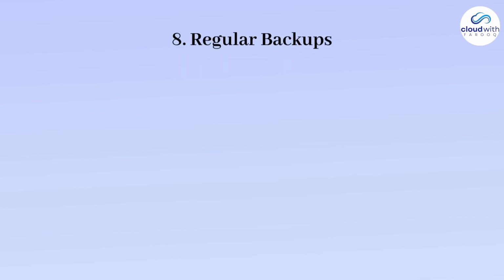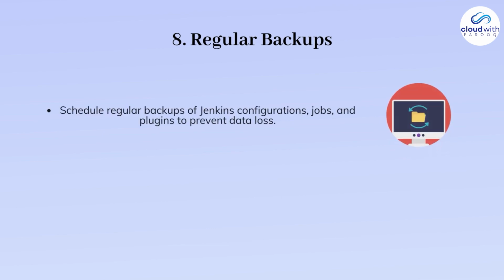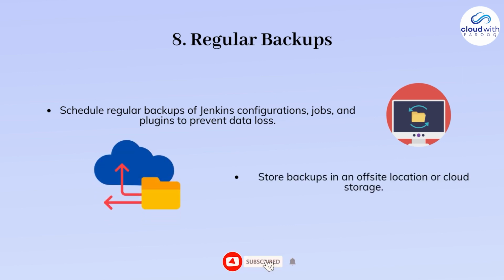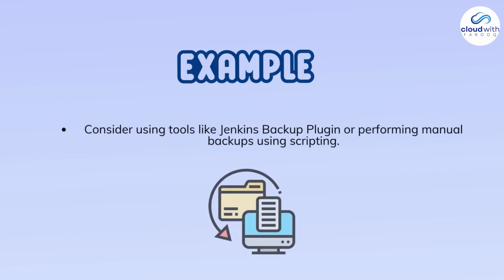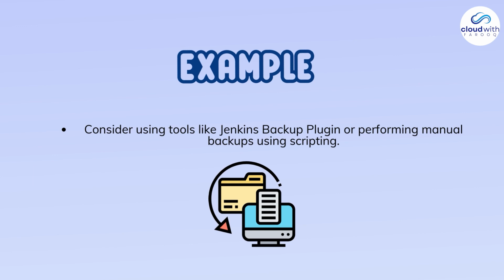Number 8. Regular backups. Schedule regular backups of Jenkins configurations, jobs, and plugins to prevent data loss. Store backups in an offsite location or cloud storage. In case of a failure or disaster, you can quickly restore Jenkins to its previous state, minimizing downtime. Consider using tools like the Jenkins Backup plugin or performing manual backups using scripting.